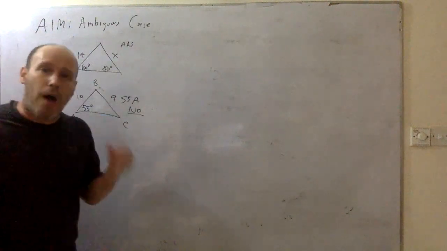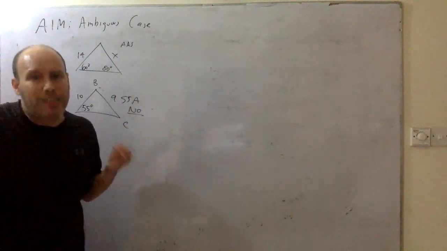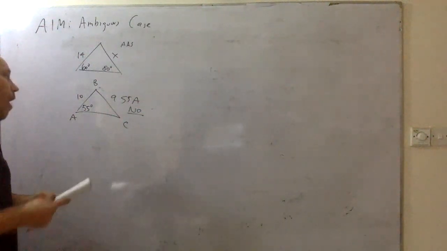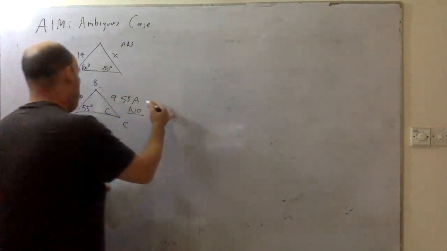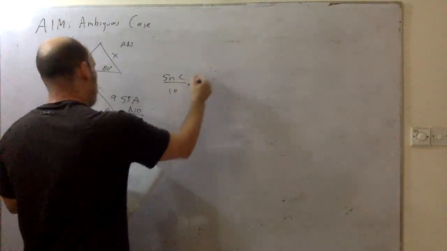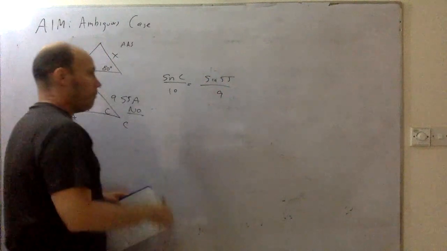We can still have a solution. But there's a possibility that there's not going to be a unique solution, and in math we're always interested in unique solutions. But these are cases where it's not unique. How are we going to deal with this? Well, it's still the same law of sines. So we say, fine, the sine of C over 10 is equal to the sine of 55 over 9.